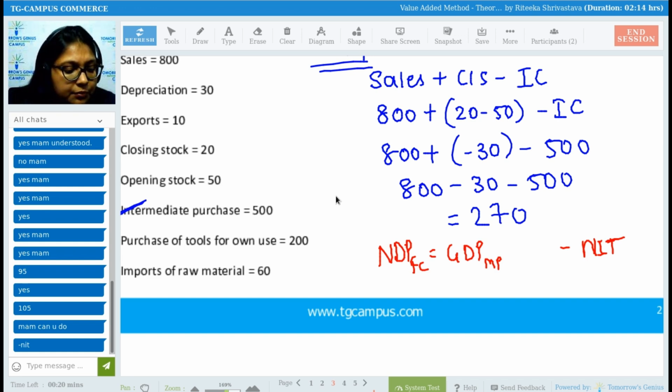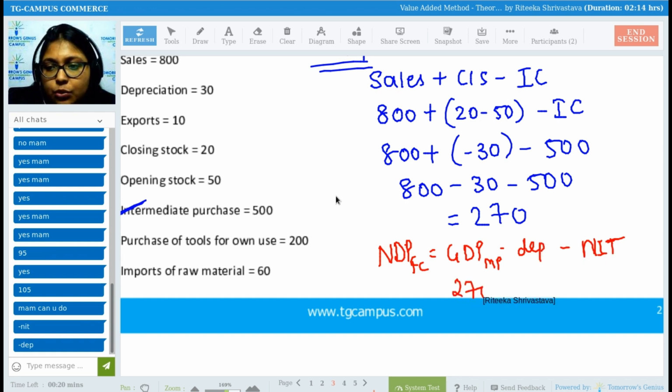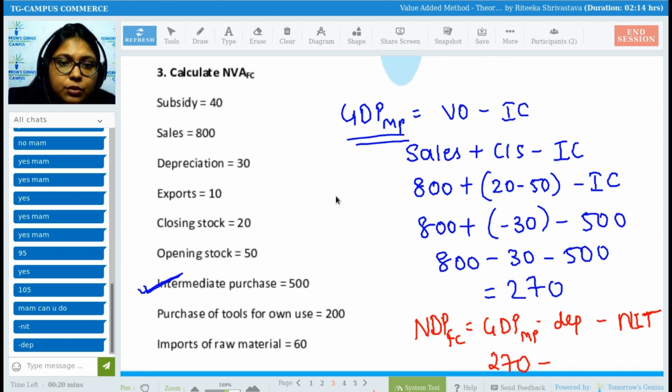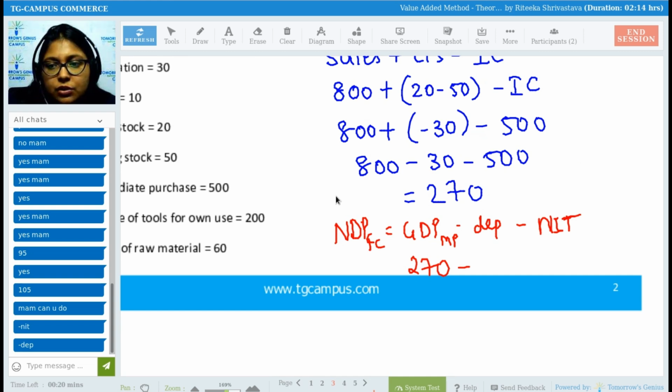Gross to net, what do we do? Minus depreciation. So GDPMP we got as 270. Depreciation is given in the question. So yes, depreciation is given as 30. So put depreciation as 30.